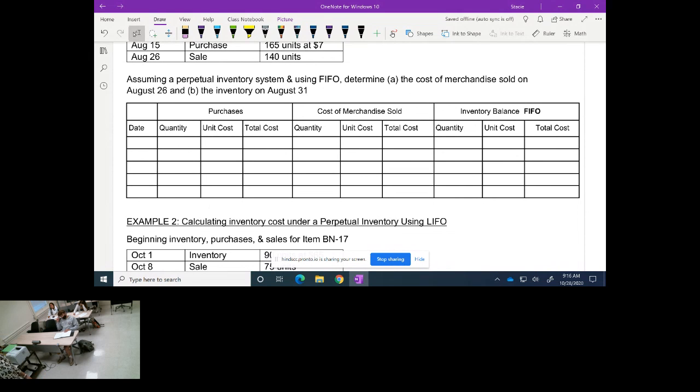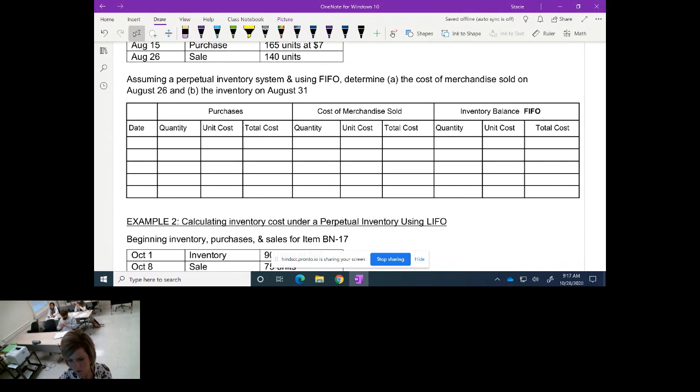Okay, this is a worksheet. Again, this is my worksheet. If this does not work for you and you have a better way of doing it that works with your thought process, use it, because I don't want you getting confused by my worksheet. I've got a section for purchases, a section for cost of merchandise sold, and a section for the inventory balance. The inventory balance is what you have after this transaction. We're going to add this. This is what you end up with, and so on.